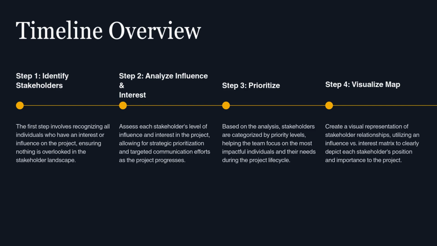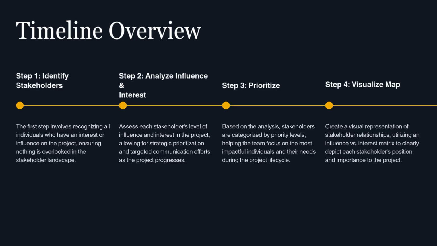Number 4, visualize the map. Create a visual tool using an influence versus interest matrix. This map will serve as a quick reference to understand each stakeholder role and their importance to the project. So keeping everyone aligned as we move forward is very important.